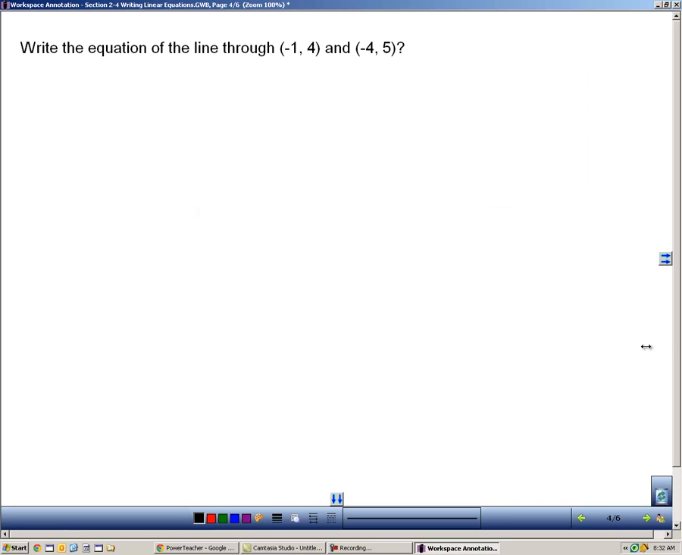Let's take a look at that. We want to write an equation, and it's going to pass through these 2 points. So we need to find what the slope is using these 2 points. The way we do that is we use the slope formula that we learned a couple sections ago. y sub 2 minus y sub 1 over x sub 2 minus x sub 1. Remember, it doesn't matter what order you put the y's. I'm going to go 5 minus 4. But then once you pick the order, you have to stay consistent, which means my x's will have to be negative 4 minus negative 1.